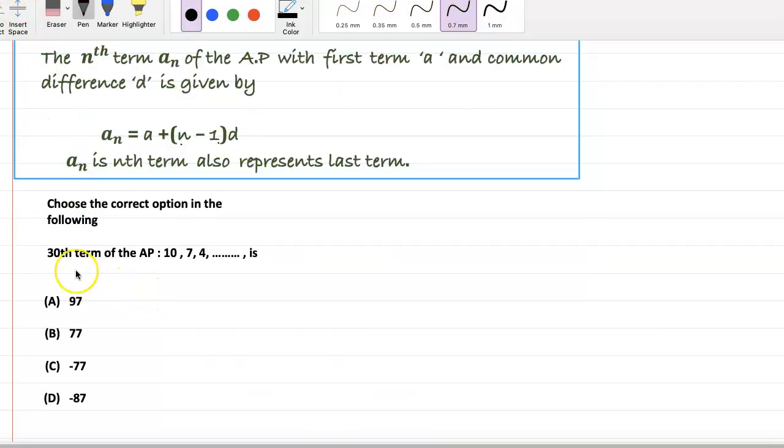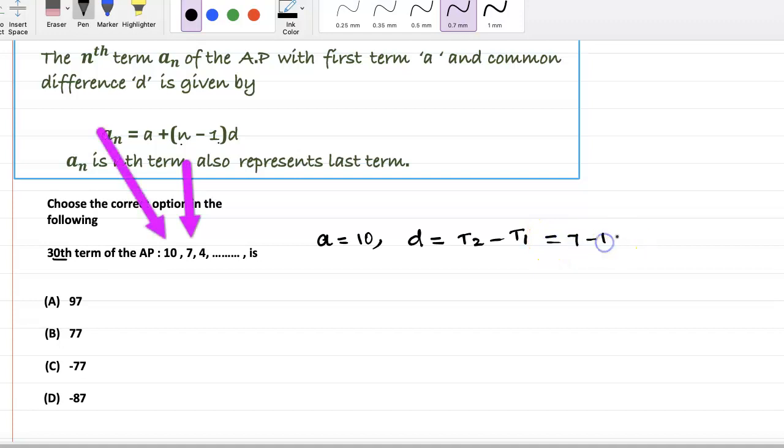Let's see one example. Choose the correct option in the following. 30th term of the AP 10, 7, 4, etc. is. Here term 1, so A is 10, and the common difference D is equal to term 2 minus term 1. So term 2 is 7 minus term 1 which is 10, which gives minus 3 as the common difference.